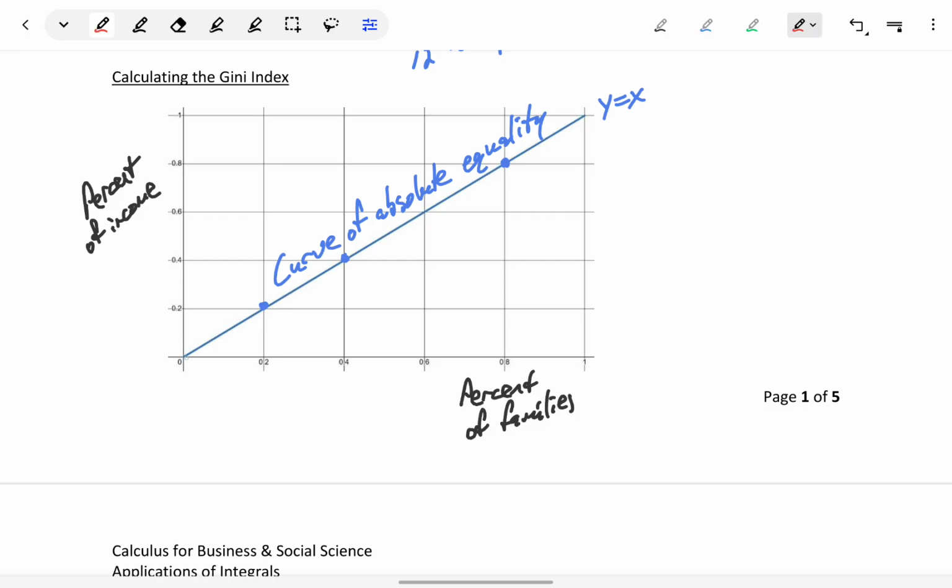The opposite of that would be the curve of absolute inequality, which is basically a horizontal line following the x-axis. In a scenario like that, essentially one family would hold all of the income for a country, a state, a region, whatever kind of geographic area we're talking about.